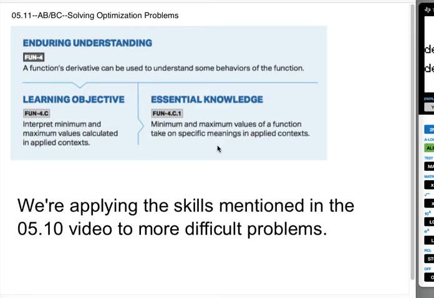All right, this is AP, AB, and BC Calculus. We're doing Unit 5, Section 11, which is solving optimization problems. Basically, we're just going to be using the skills we did in the last video, 5.10, to do some slightly harder optimization problems in this video.